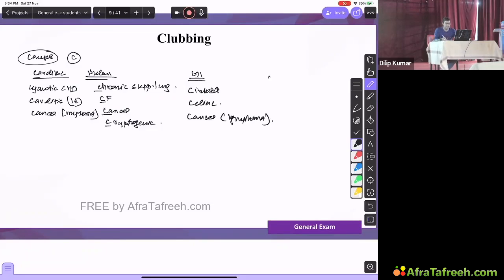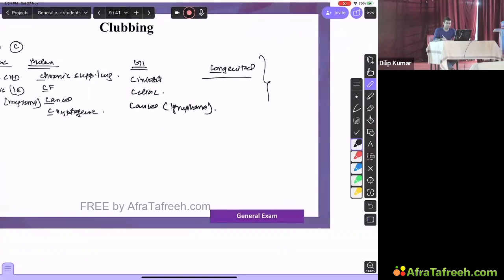And final C is congenital. Isn't it? So all are C's only. C. That's the mnemonic for clubbing. So those are the causes of clubbing. Apart from that, you have multiple causes.